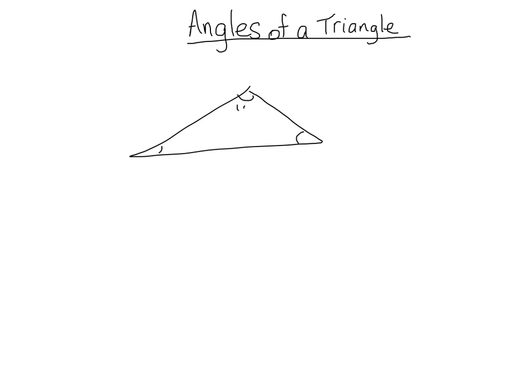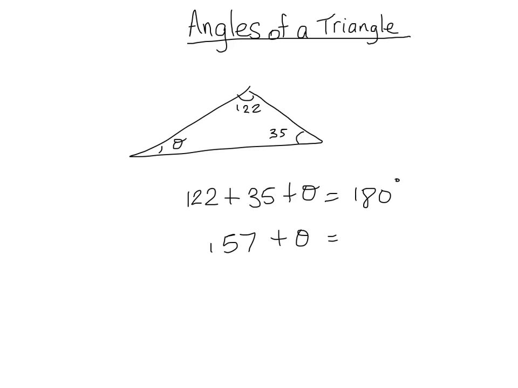180. So for example, if this were 122 and this were 35, and this was some unknown, let's call it theta, in order to figure out what theta is, well, 122 plus 35 plus theta would be equal to 180 degrees. So solving that, we would get 157 plus theta is 180. So subtracting 157 from both sides, we get that theta is equal to 23 degrees. Alright, so that's just that the sum of the angles in a triangle is equal to 180. Let's keep going though.